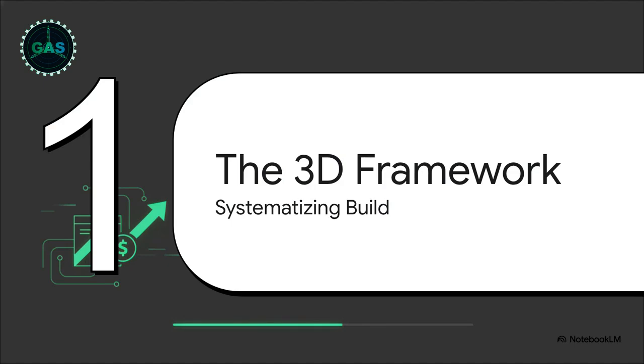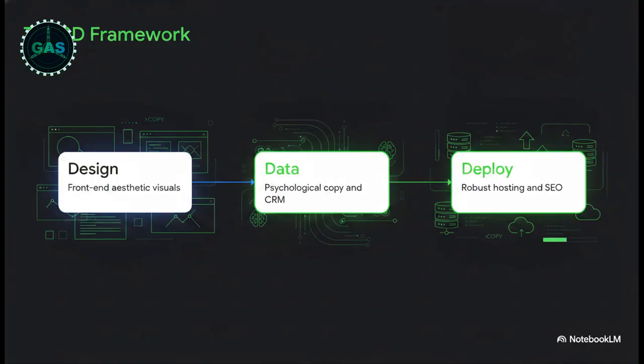Section 2, the 3D framework. To actually build this unicorn, we need a system, something that takes a messy, complicated tech stack and turns it into a clean, highly delegable business model. I call this the 3D framework. It's 3 steps. Step 1 is design, which is all about your aesthetics. Step 2 is data, handling your copy and CRM. And step 3 is deploy, which covers your hosting and SEO. Let's break these dimensions down one by one.